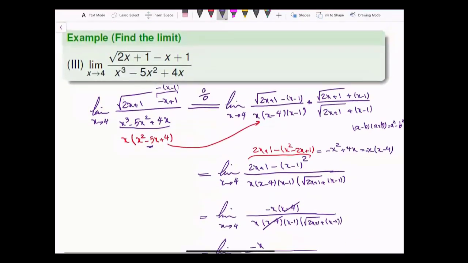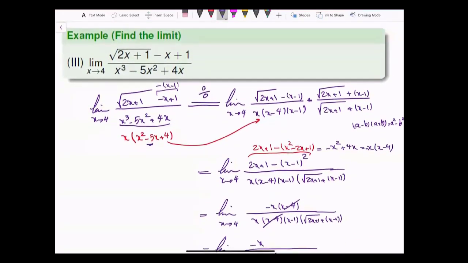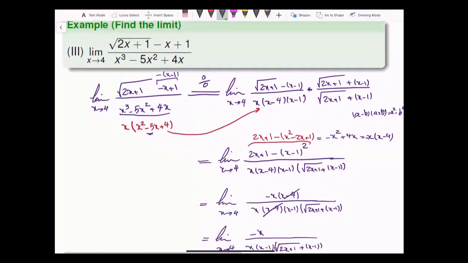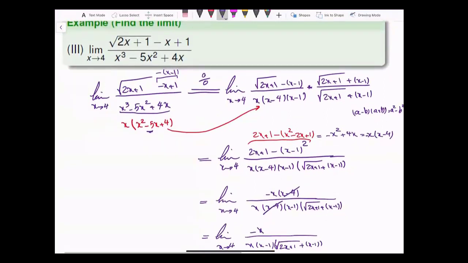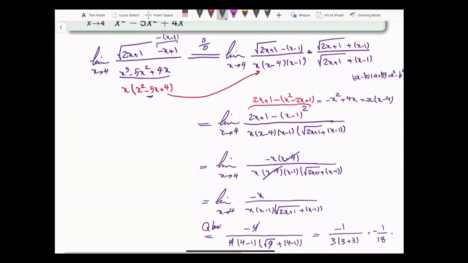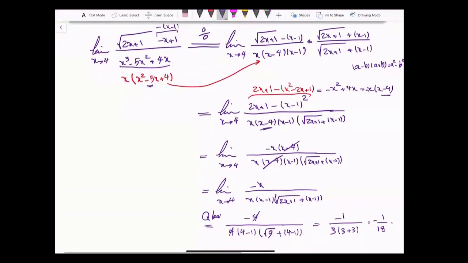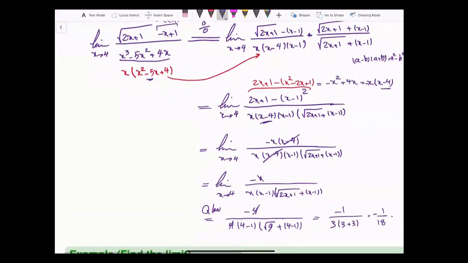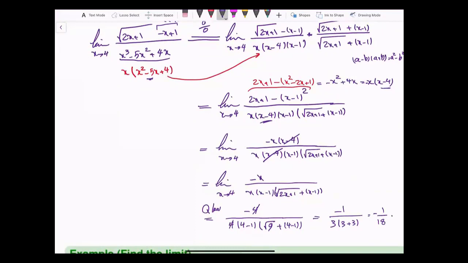Again, from the beginning, we got 0 over 0. To find the vanishing factor in the numerator, we multiply both numerator and denominator by the conjugate, simplify, factor out the vanishing factor, and cancel them. We got a new function, a new limit, and we applied the quotient law.